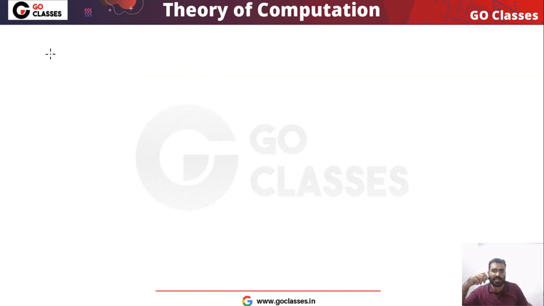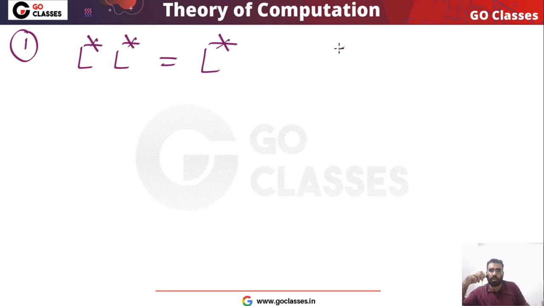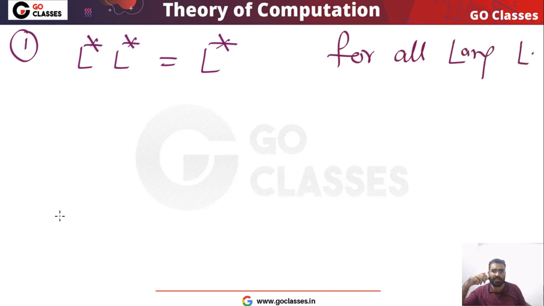So the simple version is like this. First, we will prove that L star is equal to L star for every language, whatever language L you take, for all languages L. So any language you take, then L star will be equal to L star. How to prove it?